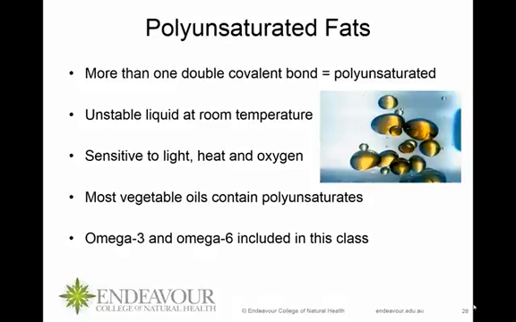Next we're going to look at polyunsaturated fats, and polyunsaturated fats have more than one double bond, unstable and liquid at room temperature, and the reason they're more unstable than a monounsaturated fatty acid and obviously a saturated fatty acid is because they have multiple double bonds, and as previous, those double bonds represent an opportunity because of the cis configuration of hydrogen atoms for the oxygen to actually break that bond. Therefore they're sensitive to light, heat and oxygen.